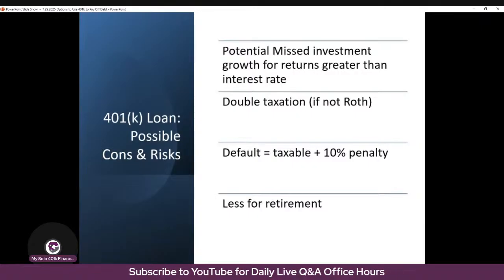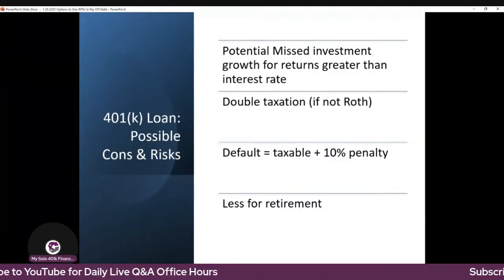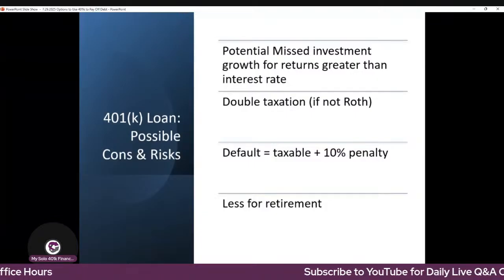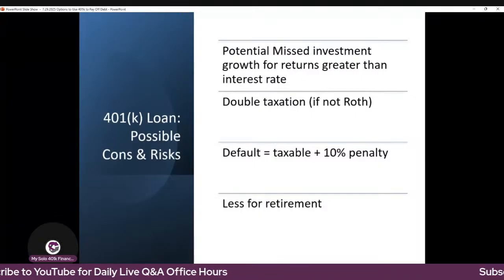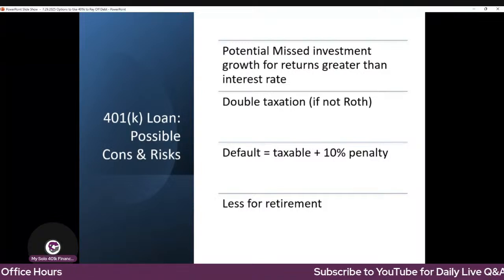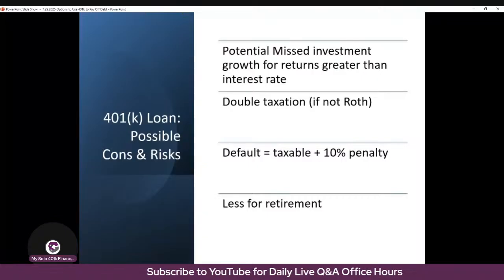Well, you are reducing the balance of your 401k. Now, there is going to be a built-in return because you got the interest rate, prime plus 1, but it's possible that if you had left the money in your 401k, there might have been even greater returns on that money. So the individual would then miss out on those greater returns, greater than the interest rate.